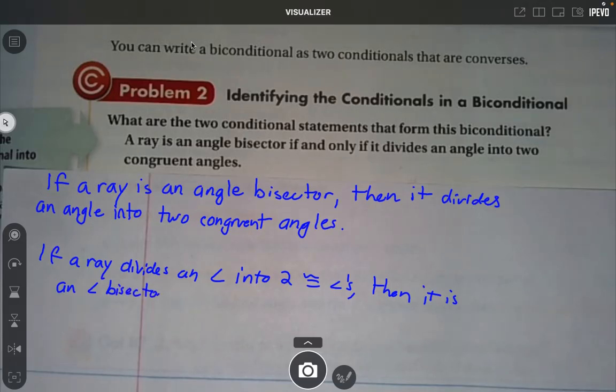Okay, so you see, it's kind of the same thing back and forth. We went from if-then statements, writing if and only if. We went from if and only if statements, writing if-then.